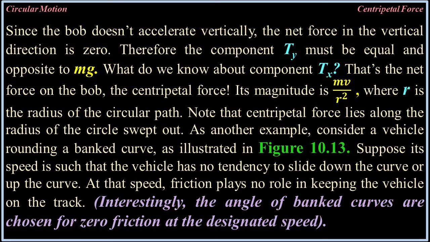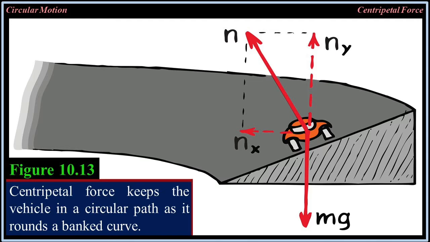As another example, consider a vehicle rounding a banked curve, as illustrated in Figure 10.13. Suppose its speed is such that the vehicle has no tendency to slide down the curve or up the curve. At that speed, friction plays no role in keeping the vehicle on the track. Interestingly, the angles of banked curves are chosen for zero friction at the designated speed.